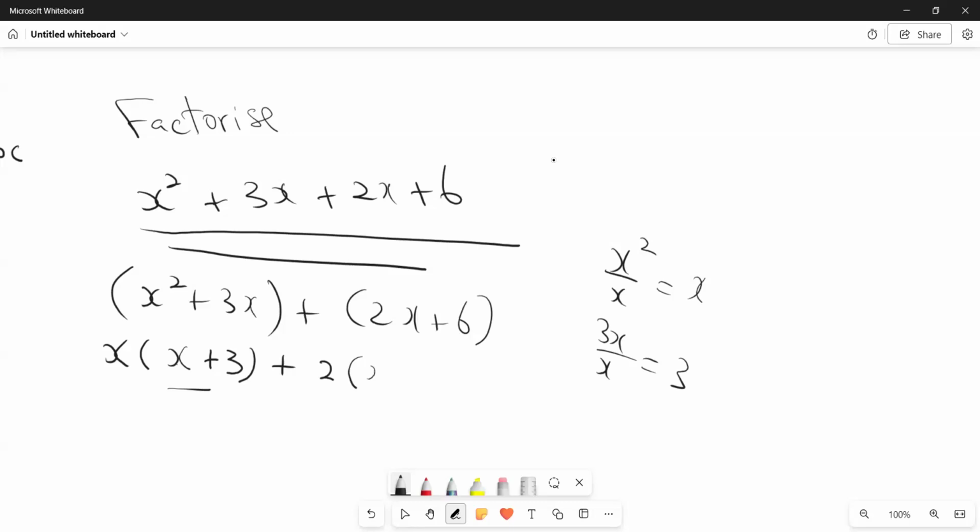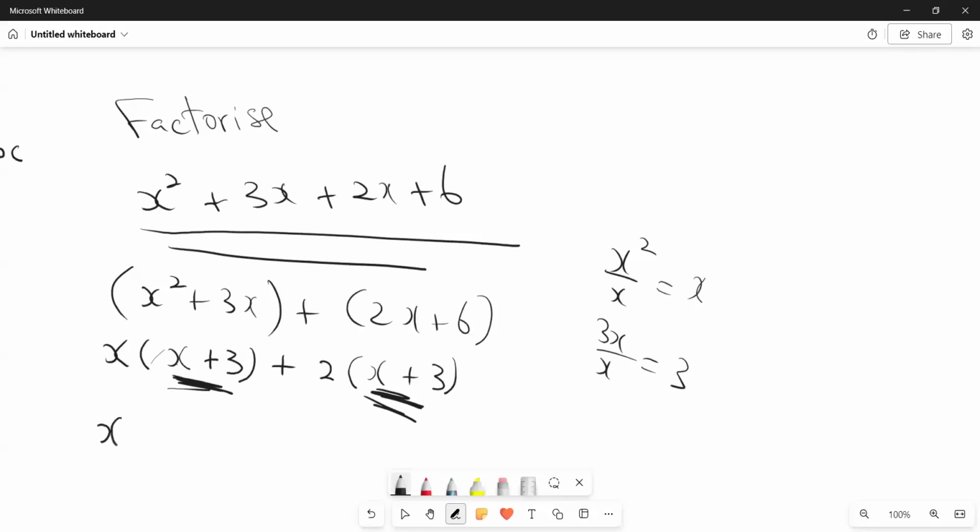2x divided by 2 will give you x, plus 6 divided by 2 will give you 3, and you get that, right? Now you're seeing something here. We still have a common factor. X plus 3 is here, and x plus 3 is there. So what we could do now, because those are common factors, we can pull them to the front.